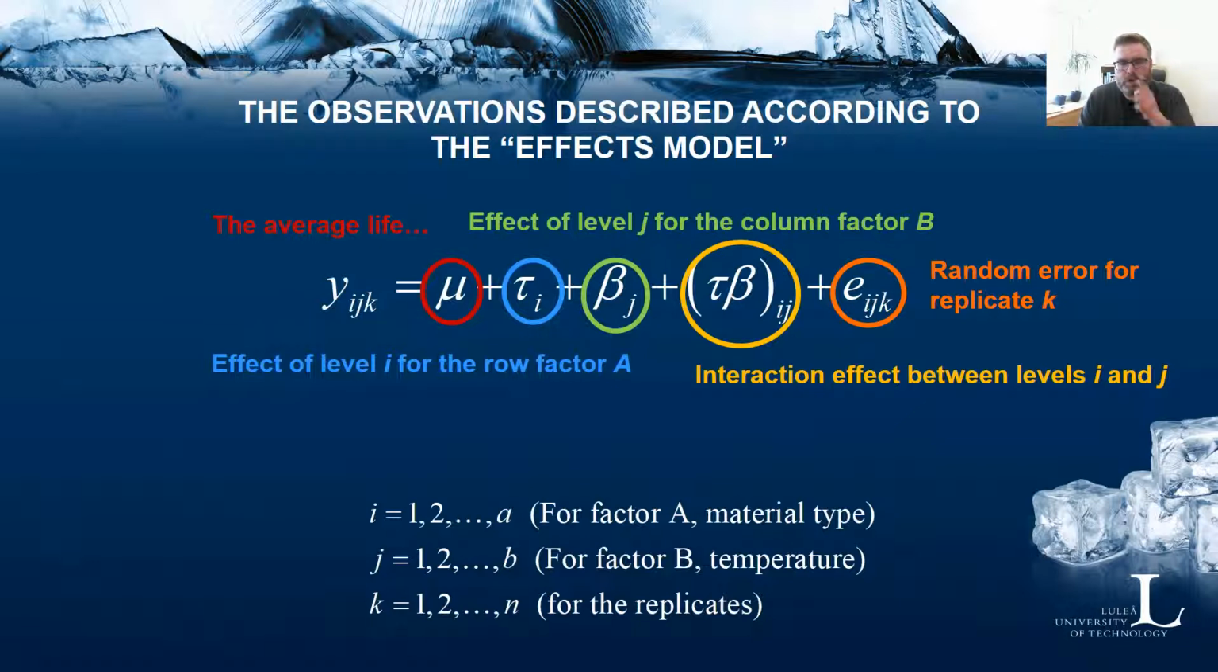And observe in this example, for the battery life example, we have 3 levels on tau, on the row factor. So small a here is 3. The same goes for small b, which is equal to 3, and small n is equal to 4 because of the 4 replicates that we have.